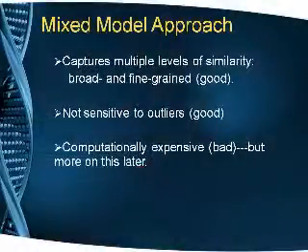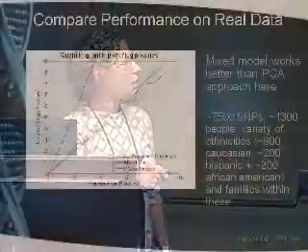It captures multiple levels of similarity. You can mix in a variety of races as well as family relatedness. And typically, in my experience, this seems to work across the board very, very well. It's not sensitive to outliers because it's not just looking for very strong directions of variation, but it's using the whole matrix. But it is pretty computationally expensive.